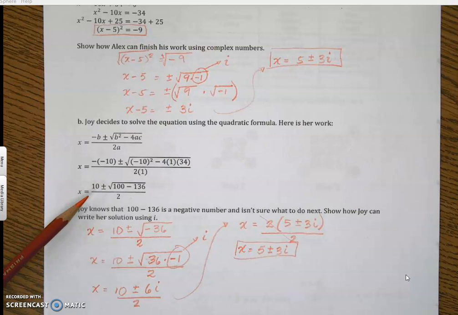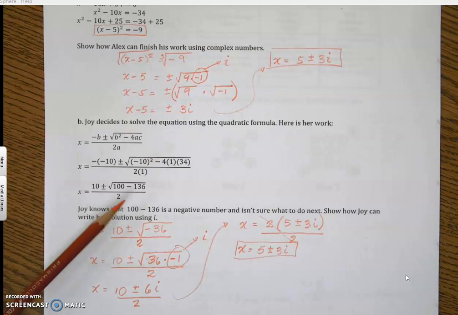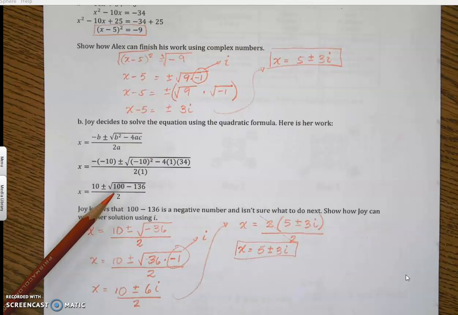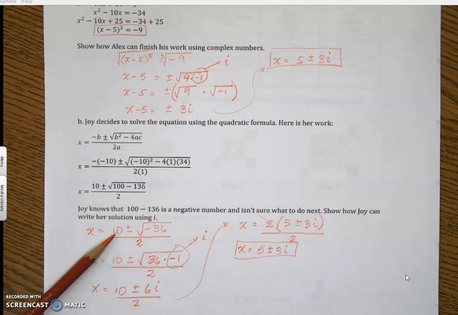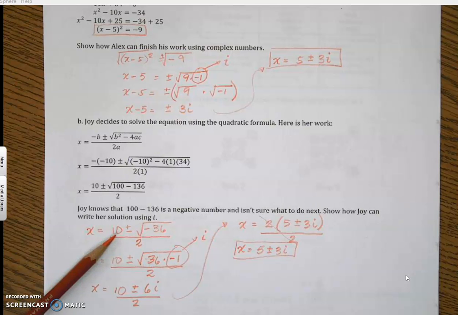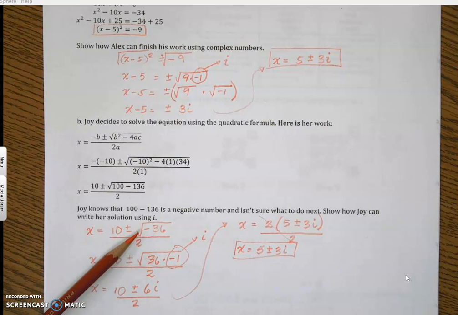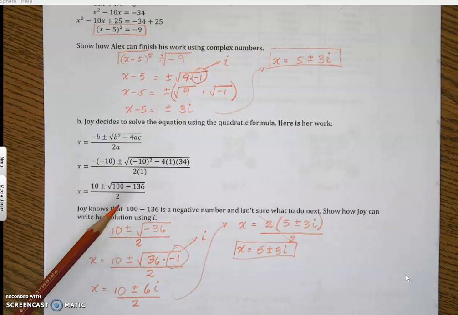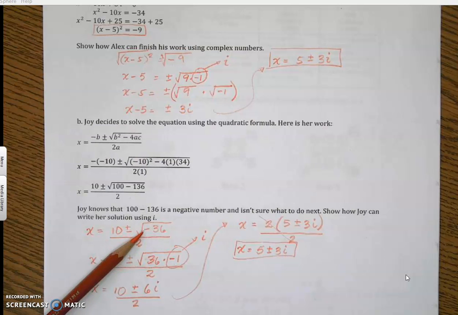Now you're up to here. Joy knows that 100 minus 136 is a negative number, and isn't sure what to do next. So show Joy how to write her solution using i. Okay, let's take a look at this. That will be copied down. So that's a 10 plus or minus. You will operate on the 100 minus 136, which is going to give you a negative 36 inside the radical, and you copy down over 2.